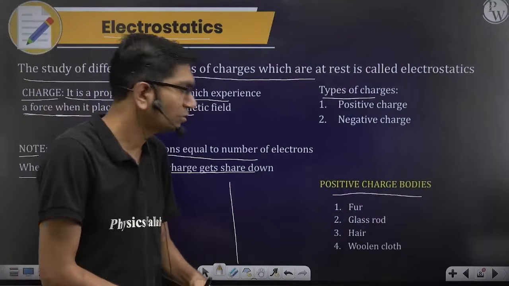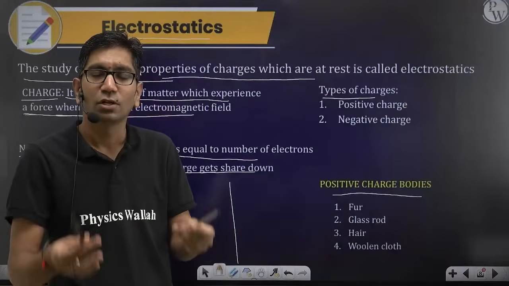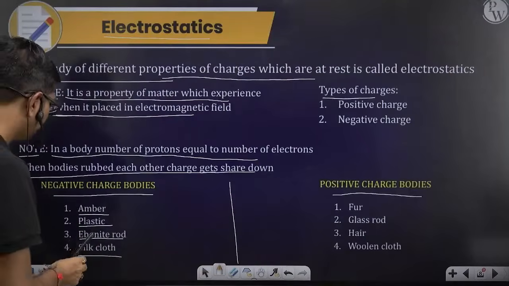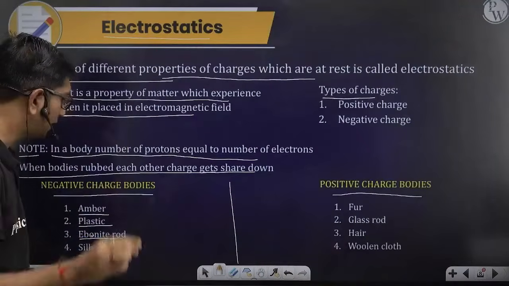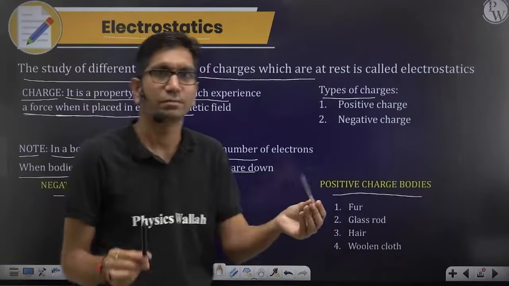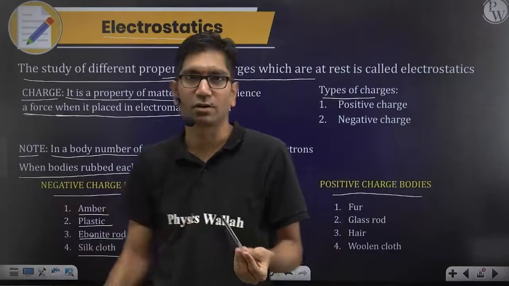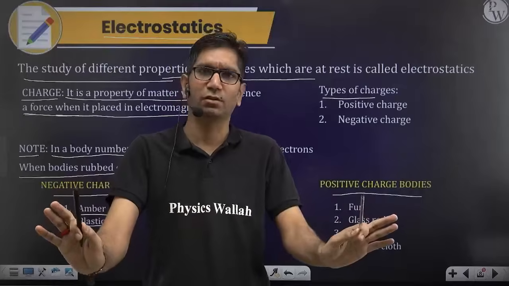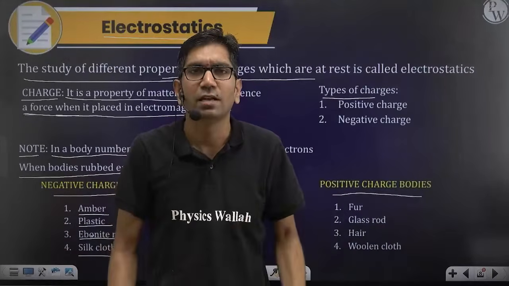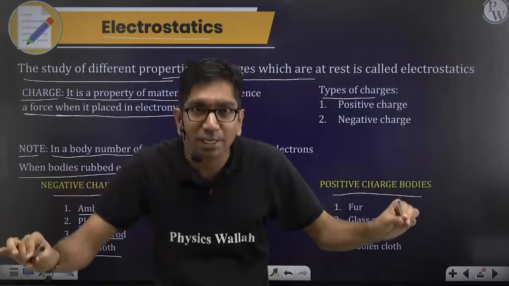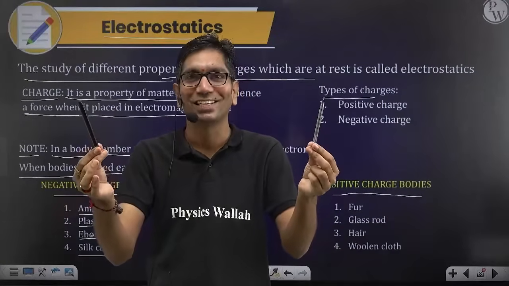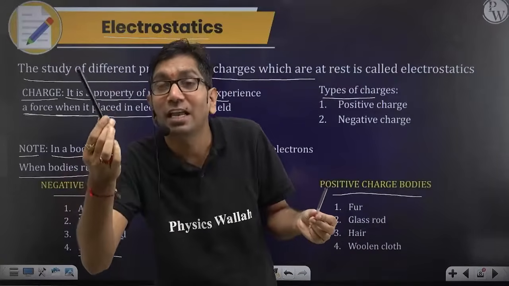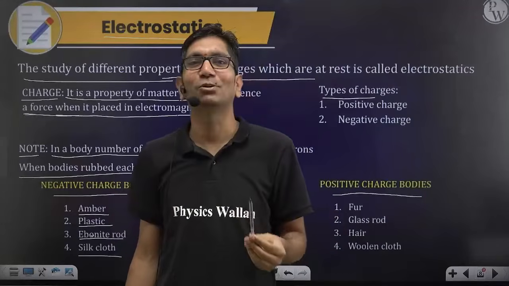I am taking one example for you. Initially, these are the two bodies. I am taking this one as an ebonite rod and this as a glass rod. Initially they are neutral. Now when these two bodies rub each other, they get charged. This ebonite rod becomes negatively charged and the glass rod becomes positively charged.